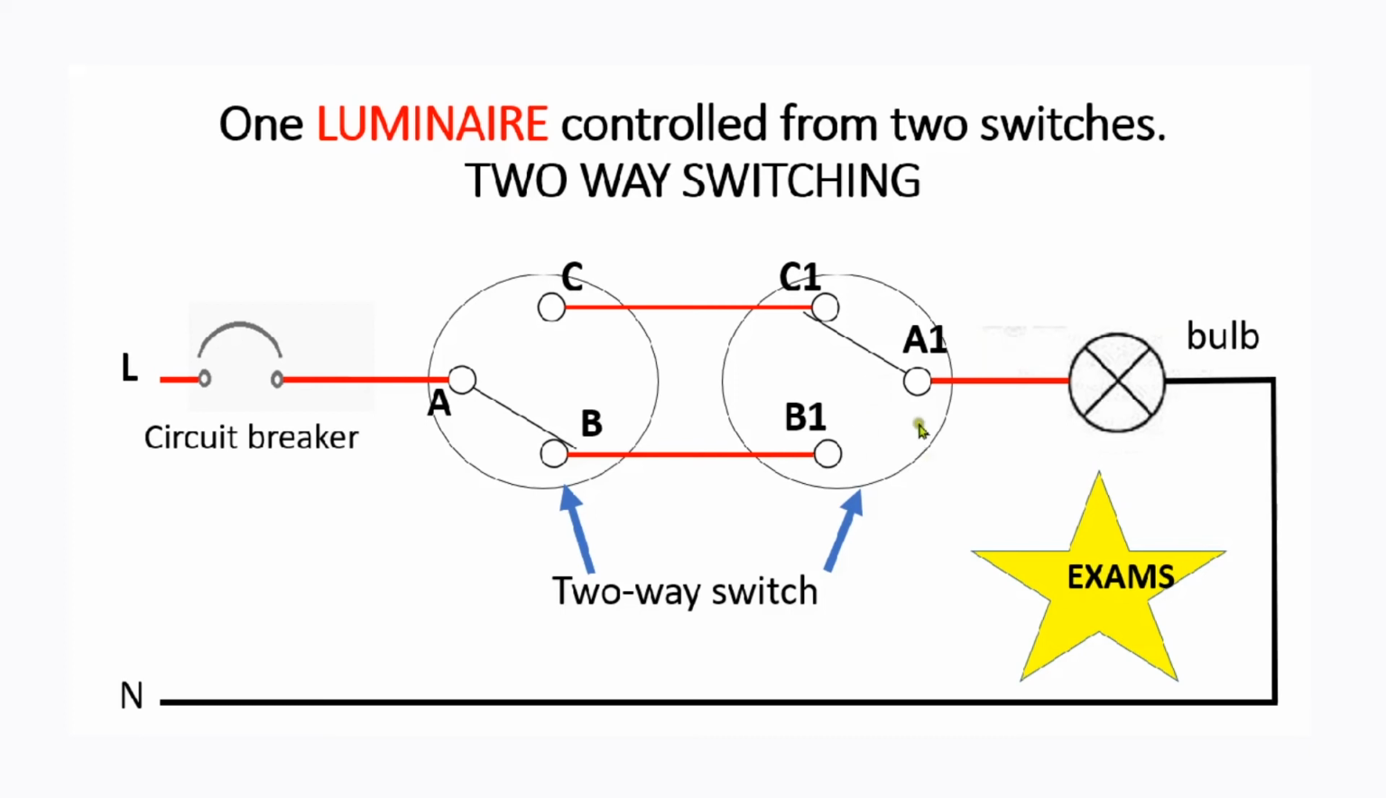We also use it in our homes. You can have one switch at your door and another switch right next to your bed. You can switch on the light when you enter your room, and when you are falling off to sleep, you don't need to go back to the door to switch off. You can switch off right next to your bed where the second switch is found. In this drawing that you see here, you will see there's an illustration of a circuit breaker.